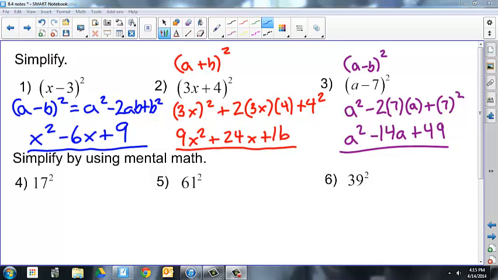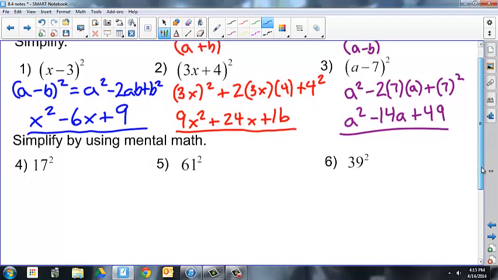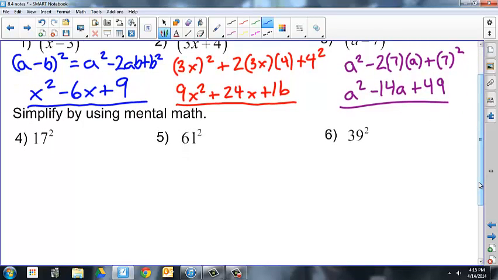All right, let's take a look at a little application of this type of thinking. Simplify by using mental math. Now here's what I'm going to look at. For 17 squared, I know that number is close to 20. So I'm going to do it this way. I'm going to write 17 as 20 minus 3 quantity squared.